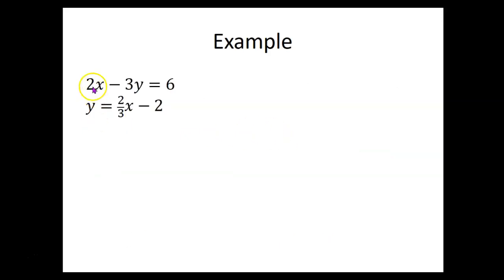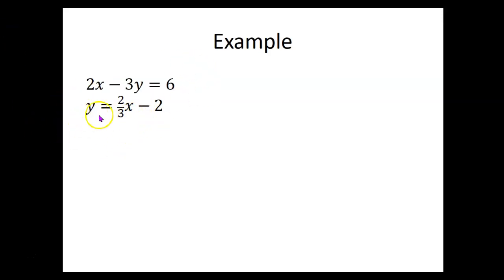How about another example? 2x minus 3y equals 6, and y equals 2/3 x minus 2. Now, these two equations are not lined up the same way. So if I did want to solve this system by the elimination method, I would have to do some rearranging. I'd want to get an x term and a y term both on the same side in the bottom equation, like I have on the top equation.